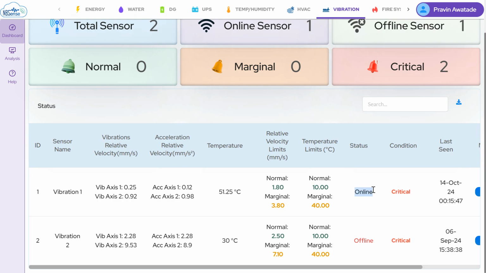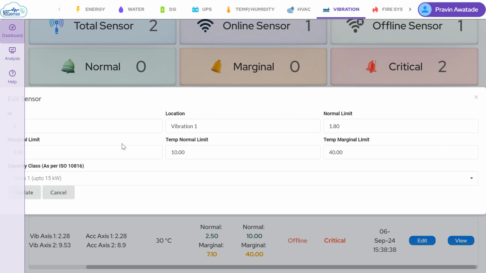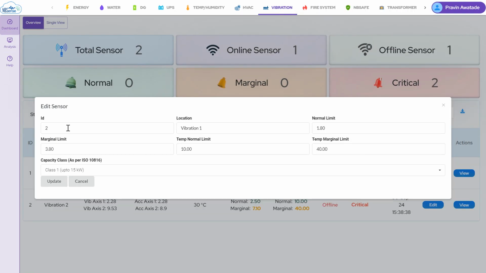So the status is online, condition is critical, because we can see that the set temperature limit is 10 and the marginal value is, the actual temperature is 51. So it comes under critical. It shows the last seen time and date stamp. In the edit section, we can edit the limits. For example, the sensor name we can change at the user interface level only. Normal, marginal, and critical limits we can change.